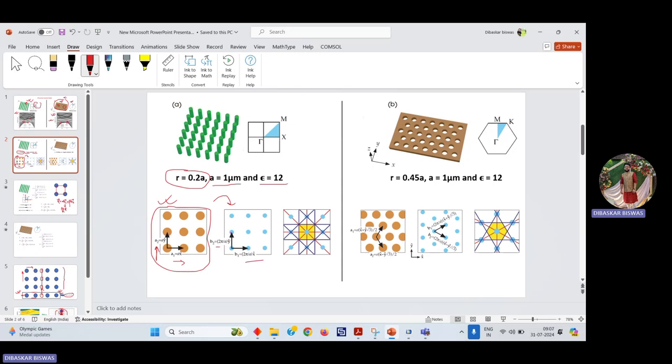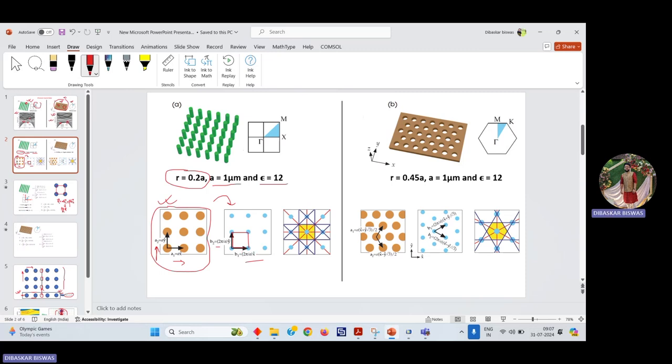So the reciprocal lattice is also a square lattice like this. If you join all the lines from a single lattice point to adjacent lattice points, and then take the perpendicular bisector and join the midpoints, you get this Brillouin zone, this yellow shaded area. The 1/8 part of the region is the irreducible Brillouin zone.